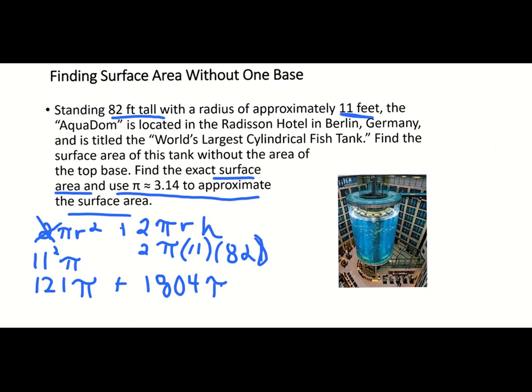If I add the two together, my exact answer is going to be 1,925 pi, and that would be feet squared. Now, they want an approximation, so I'll take the 1,925 times 3.14, and when I do that, it is approximately 6,044.5 feet squared for the surface area of the tank. And that is, again, without the lid. That's why we didn't do the 2, because we only used one base, so it was without the lid.